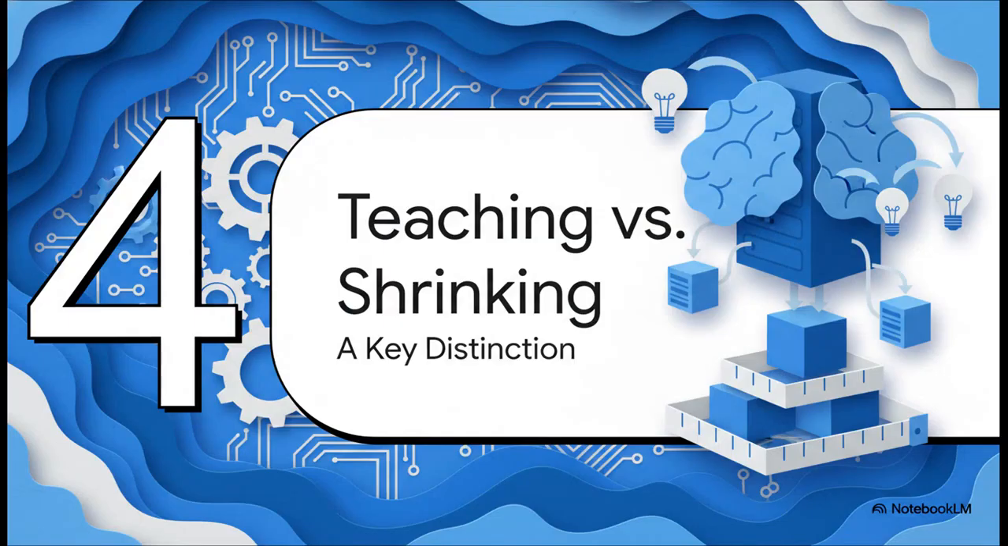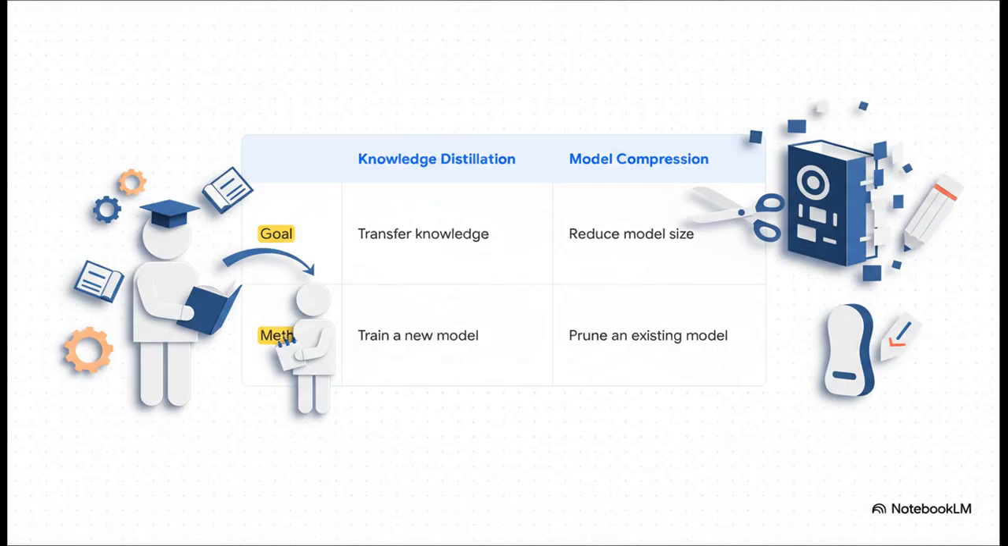Okay, now it is really, really important to make a distinction here. This whole teaching process is fundamentally different from just shrinking a model that already exists. They are not the same thing. And this table just lays it out perfectly. With knowledge distillation, the goal is to transfer knowledge. You do that by training a brand new model from scratch, just like a professor teaching a student. Model compression, though, its goal is simply to reduce the size of a model by cutting parts out of an existing one. That's more like an editor taking a huge book and just turning it into a short summary. See? Totally different goals, totally different methods.